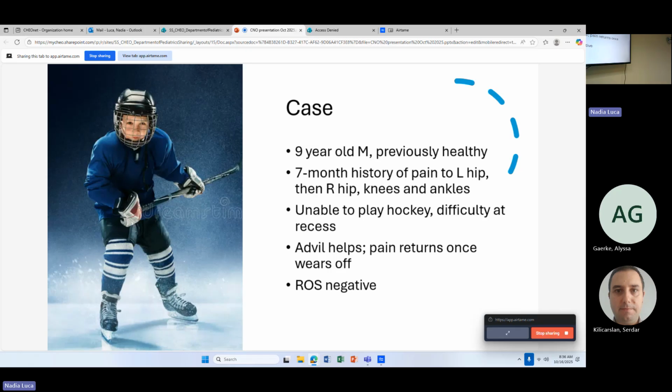Even to the point where he's having trouble at recess, getting around and playing with friends. They had tried some Advil, which did help the pain, but as soon as it wore off, the pain would return. His full rheumatologic review of systems was completely negative, and he's been systemically quite well.